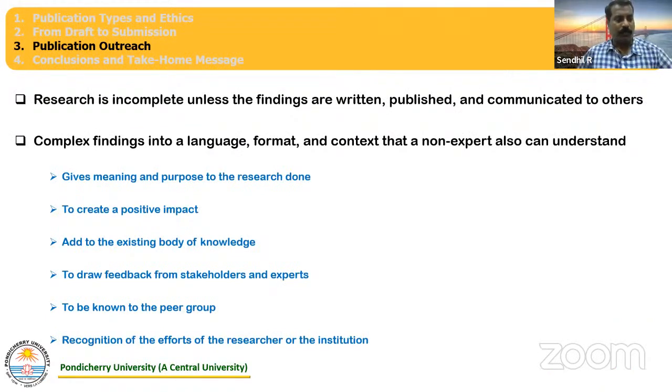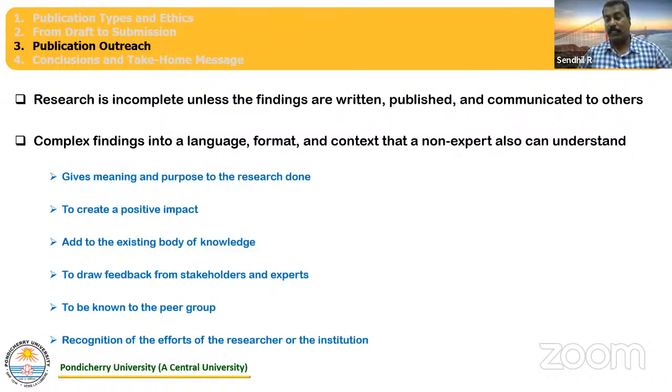The next part of today's presentation is the publication outreach. So far, I have been talking about the process of publication. Once the paper gets accepted, you have to take it to the audience. Of course, the journal also has its own way of reaching the audience, but as a paper author, you have more responsibility to take the findings to several stakeholders. So that's what I say: research is incomplete unless the findings are written, published, and communicated to others.